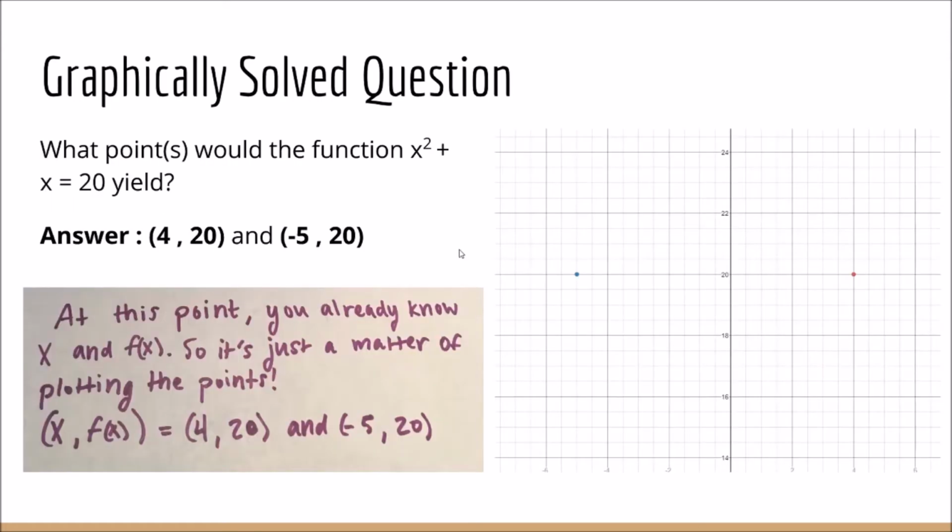Now for a graphically solved experimental question. So our question is, what points would the function x squared plus x equals 20 yield on a graph? So you already have the answer at your fingertips. You already have x and f of x values. So it's just a matter of plotting the points. So you have 4, negative 5 as x's, and both y's will be 20 since they're just on opposite sides of the y-axis. It's a quadratic function. So there are the points graphed.